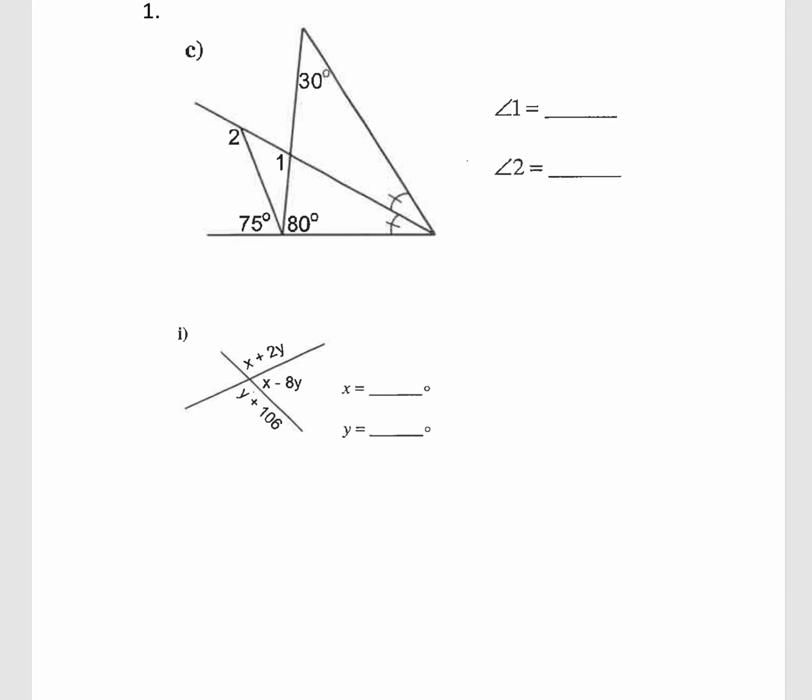Question 1c shows us this diagram here and asks us to find angle 1 and angle 2. So the first thing we want to do is look at this large triangle here. And we know that all the angles in a triangle have to add up to 180 degrees.